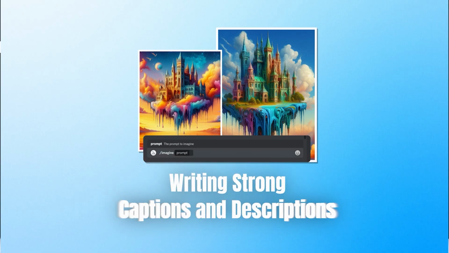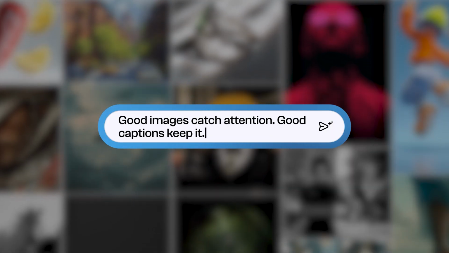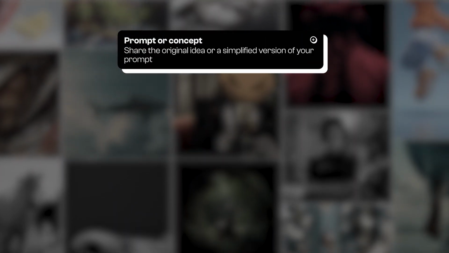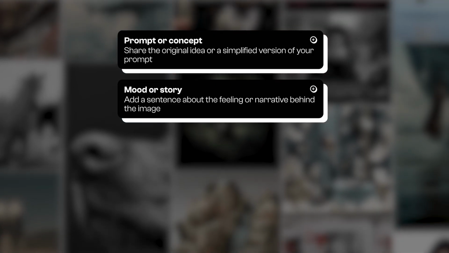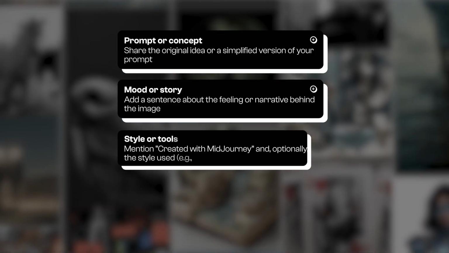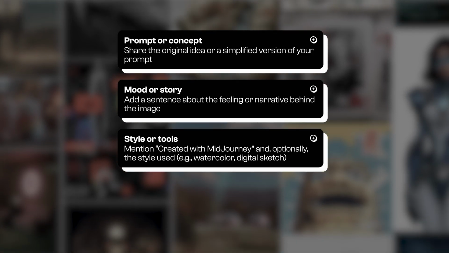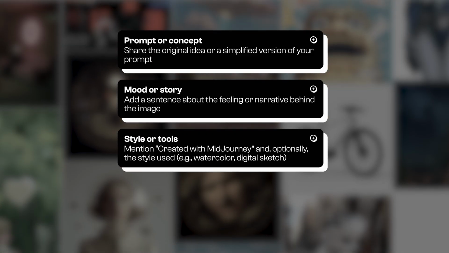Writing strong captions and descriptions. Good images catch attention. Good captions keep it. Here's what a strong caption can include. Prompt or concept: share the original idea or a simplified version of your prompt. Mood or story: add a sentence about the feeling or narrative behind the image. Style or tools: mention created with MidJourney and optionally the style used, for example watercolor or digital sketch.